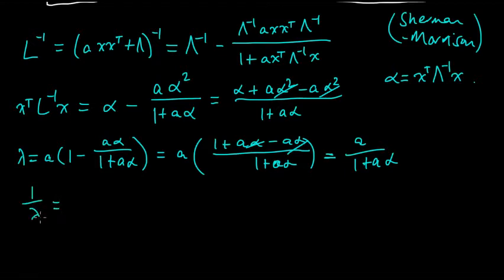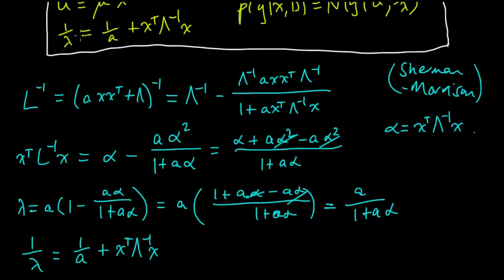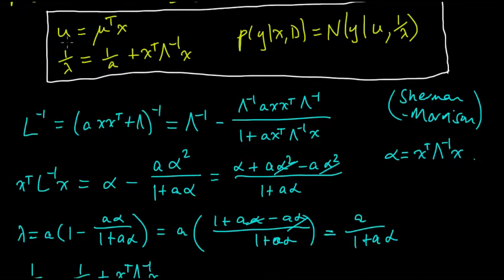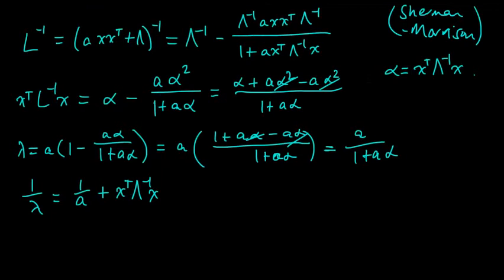And we get 1 over lambda. If we flip this over, we get 1 over a plus alpha, and alpha is x transpose lambda inverse x. So let's check and see if that's, yep, that's what we wanted to show. That was the formula that I had claimed before, and we got it. So that's good, and now we need to check that u equals mu transpose x.